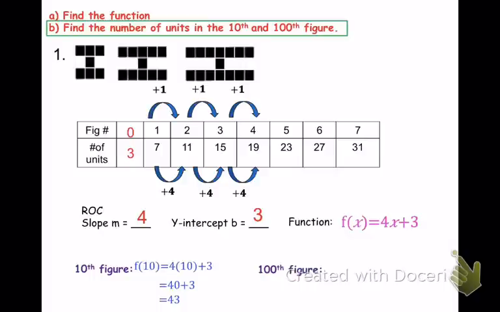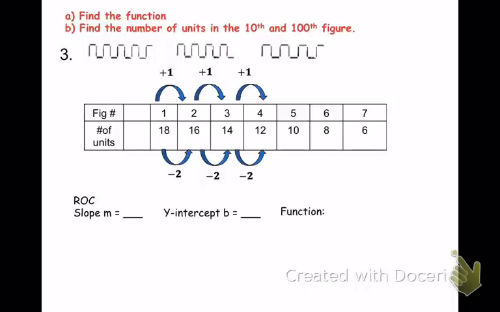What about the 100th figure? Again, without having to write 100 numbers out, we can just plug in the number 100. So we add 4 100 times, which is 400, but we started at 3, so we add those 3 extra units, which gives us 403. You did the 10th figure on yesterday's classwork, but you just wrote out the list. So for future reference, instead of writing out lists, we can just use our function if we have one, when it's an arithmetic pattern.